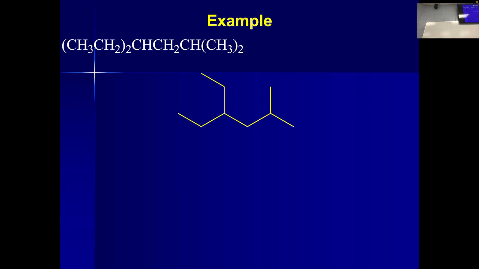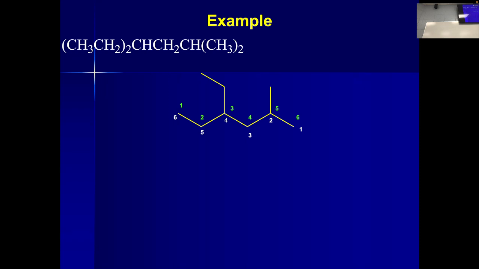Now what do I got to do? I got to find the groups. What are my groups? I've got a methyl group and I've got an ethyl group. Now I got to figure out where to put them or where they're at, right? So I got to number. Well, I can number from left to right that I'm putting here in green. Or I can number right to left. Which one's correct here? Right to left. Right to left looks to be correct to me.